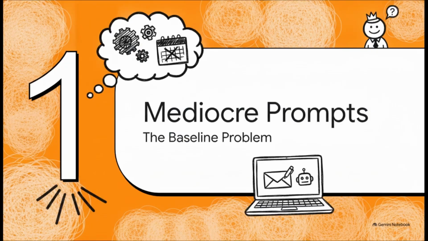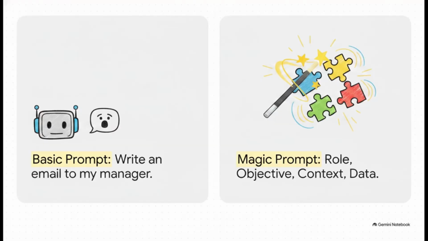Section 1. The mediocre prompt problem. Picture this totally relatable scenario. You really need a favor from your boss. Specifically, you want tomorrow off. And, like pretty much everyone does these days, you turn to AI to quickly draft that email for you. Most of us just toss a quick, lazy command at the AI, right? Something like, write an email to my manager so I can get a leave tomorrow. It's fast, sure, but it's incredibly generic.